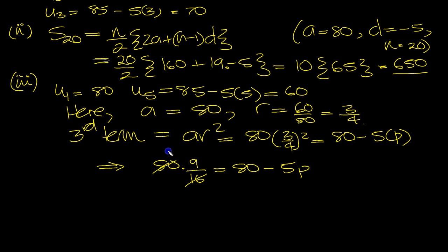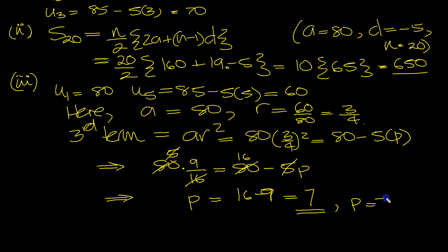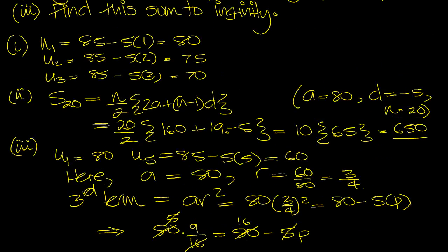16 goes into 80 five times. This is 45, but we can cancel by 5 all the way through. So 16, and that goes. So that tells us then, move the p over here, and leave the 16 as is. Move the 9 over, minus 9. And 16 minus 9 equals 7. p is equal to 7. And we found the value of p.